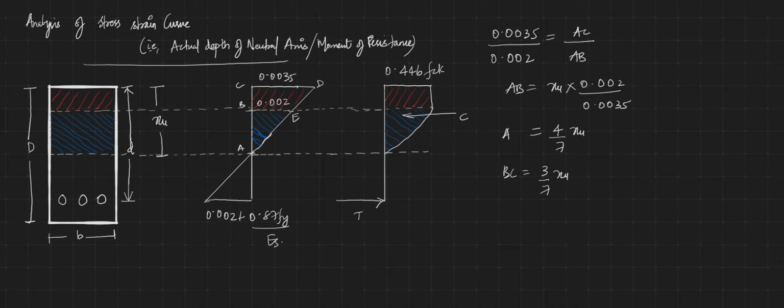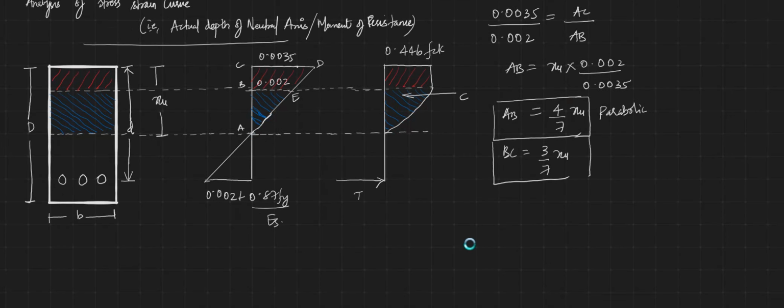You will get this value for AB, that is the parabolic portion, parabolic part as 4 by 7 XU, and rectangular part BC as 3 by 7 XU.